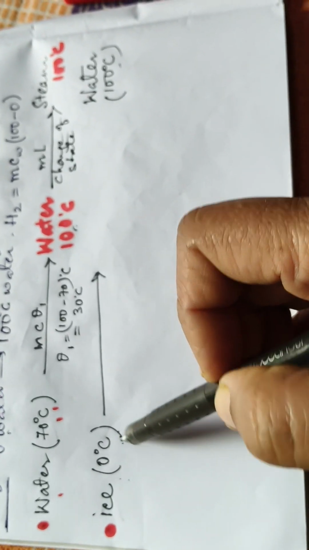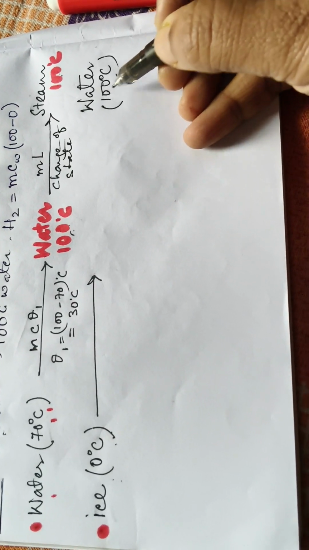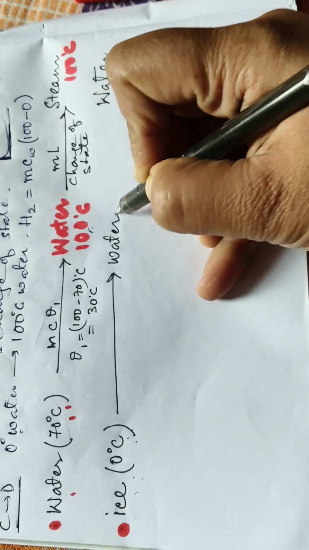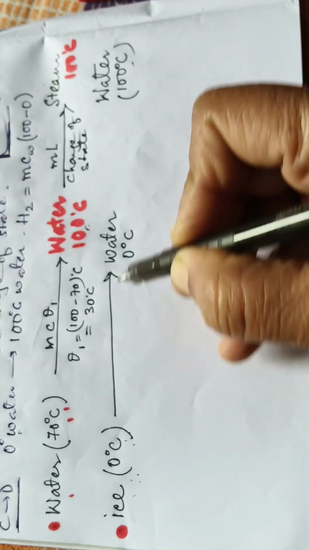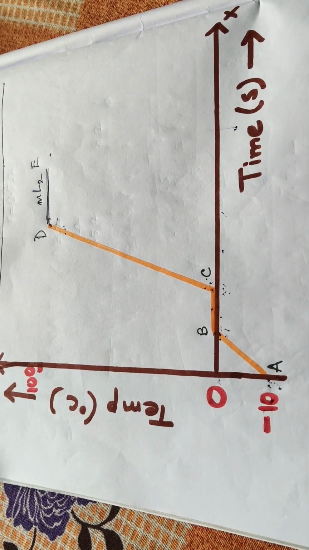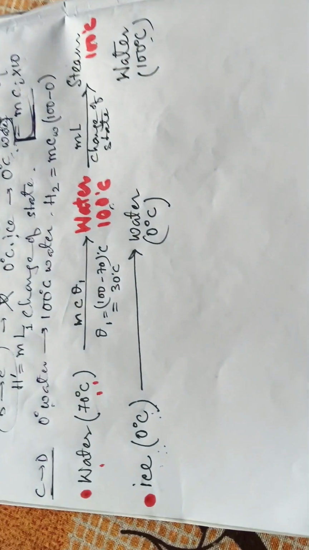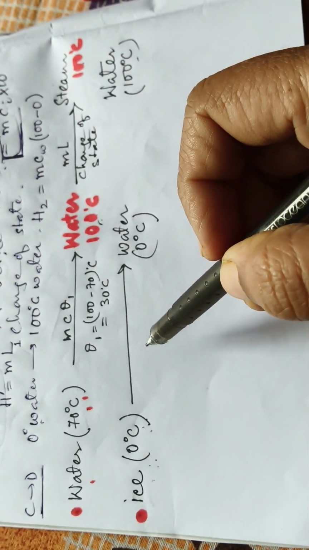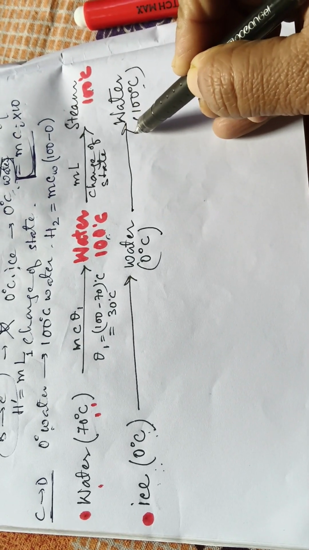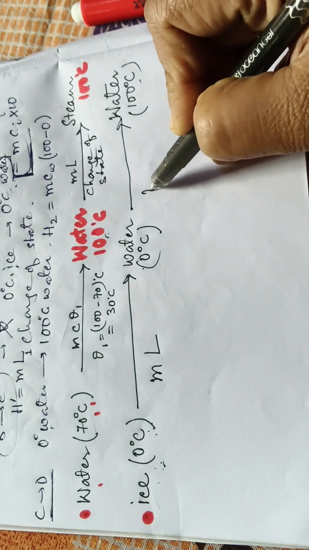So ice at 0 degree gets converted to water at 100 degree. It doesn't happen like that. First, ice at 0 degree gets converted to water at 0 degree. You see, from ice 0 degree to water at 0 degree. This is the graph where I explained it in the long video. Here you see this water then gets converted to water at 100 degree. So this is ml because change of state is involved, and this is mc theta.